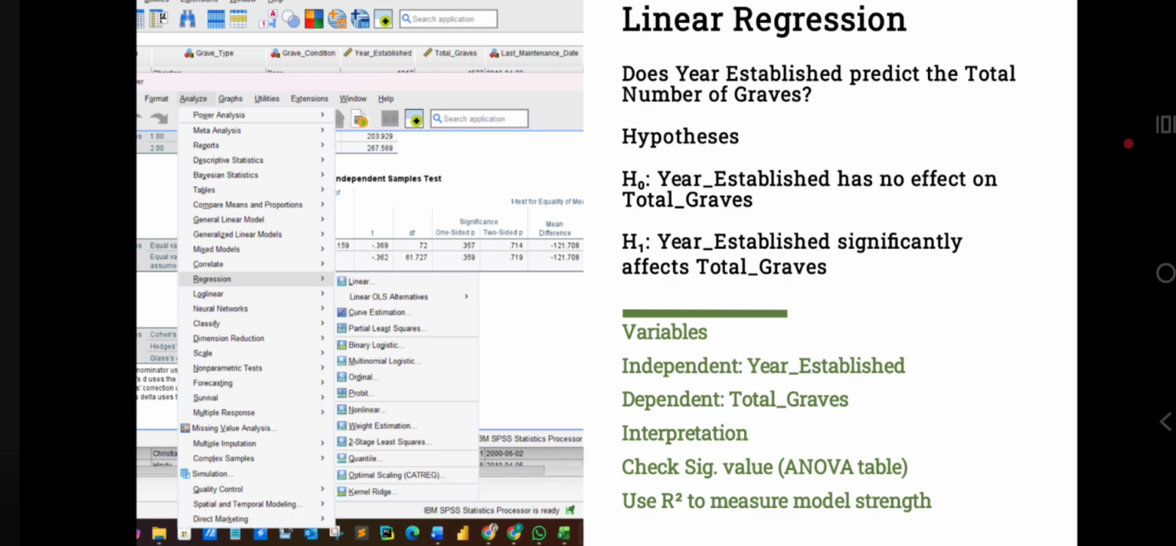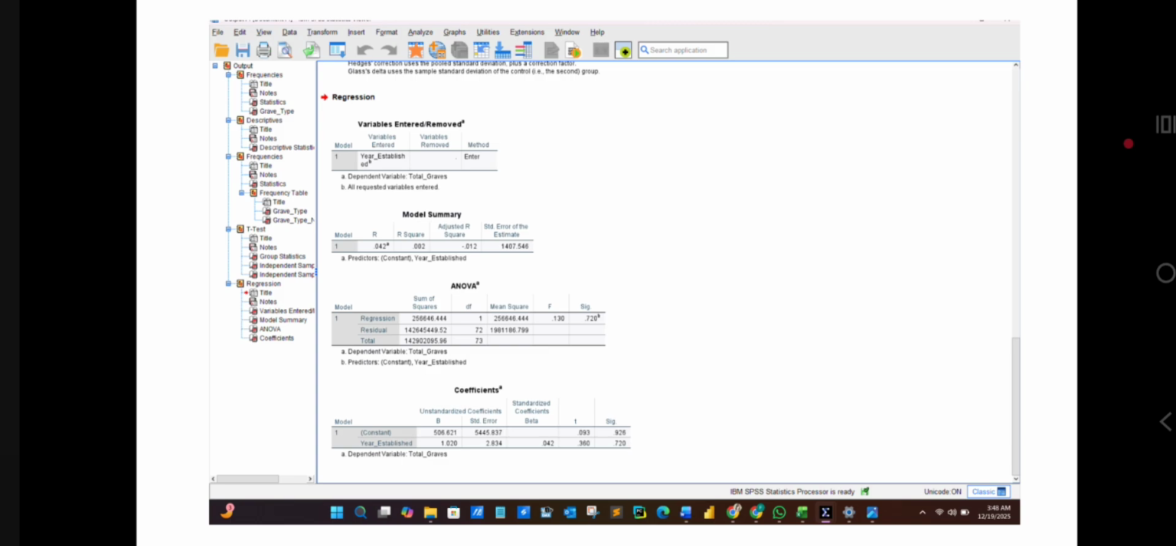Now, the linear regression. In linear regression, the research question is: does year established predict the total number of graves? There are two hypotheses. Number one, year established has no effect on total graves, and the second hypothesis is that year established has a significant effect on total graves. Now see what happened after calculation.